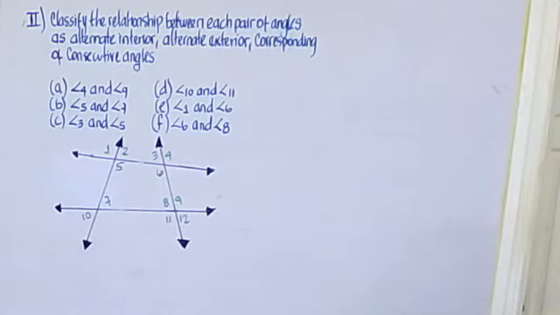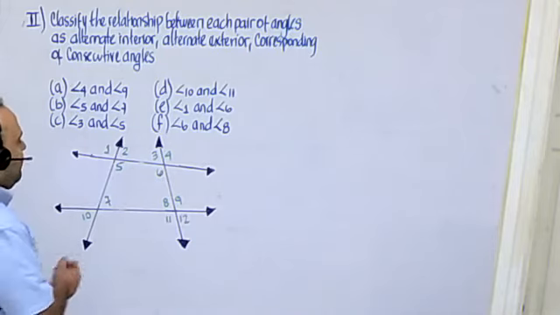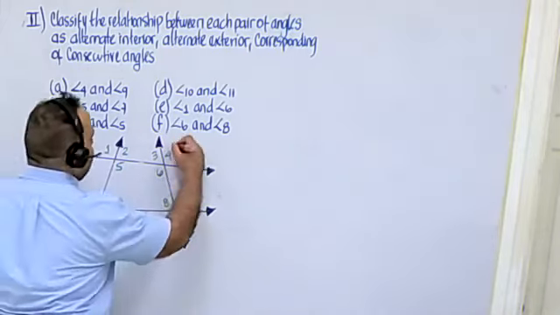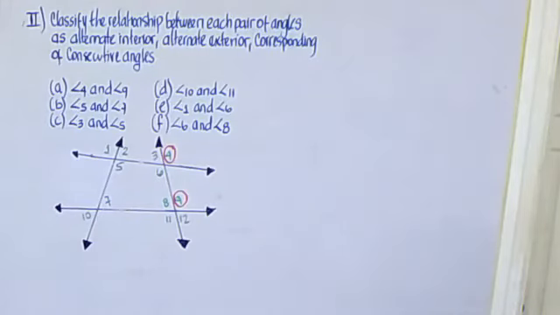Okay, so let's find out what kind of angles we have. For example, in the letter A, they're asking what kind of angles we're talking about with the angle 4 and with the angle 9. Would that be alternate interior, alternate exterior, corresponding angles, or consecutive angles? What do you think?